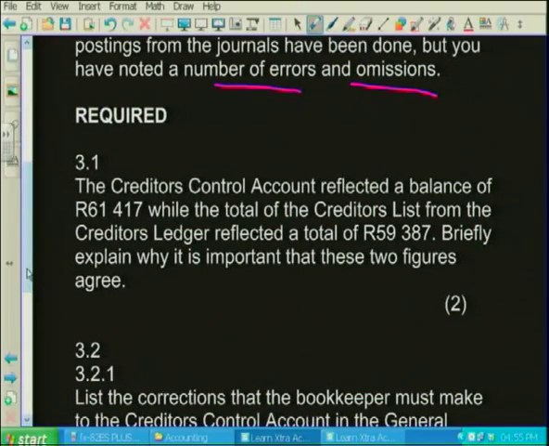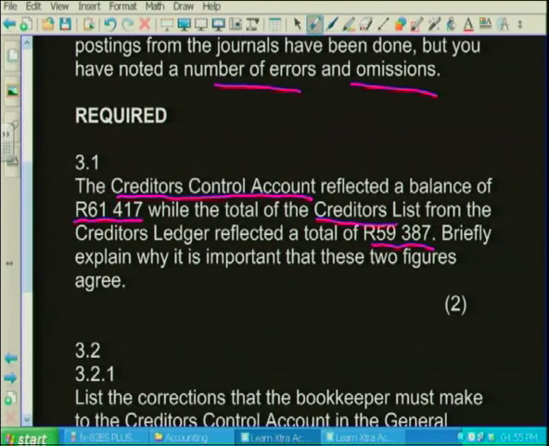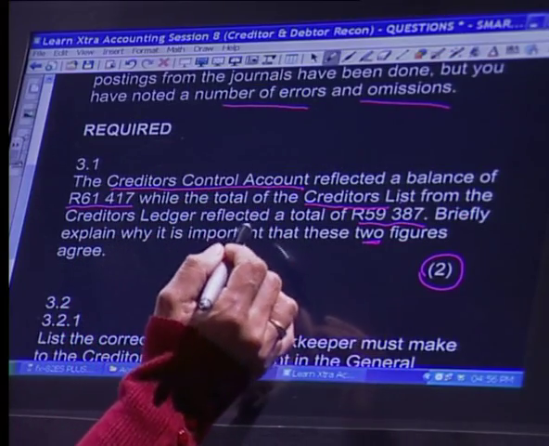3.1. The creditors control account reflected a balance of 61,417, while the total of the creditors list from the creditors ledger reflected a total of 59,387. So clearly there's a discrepancy, there is a difference between the two. Briefly explain why it is important that these two figures agree, and this is basically for 2 marks. In other words, why should your creditors list total be exactly the same as the creditors control account?